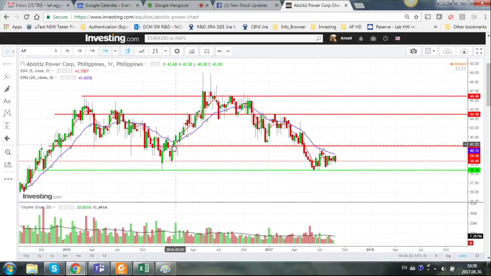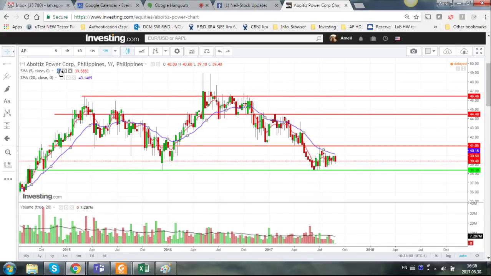Right? So dito yung buying point mo, dito yung selling point mo. Ito wala kang sell. So walang buy. So meaning at this point wala pa tayong buy signal kasi hindi pa naman nag-cross. So ano ba yung trend ngayon? Is it a downtrend, uptrend, or sideways?